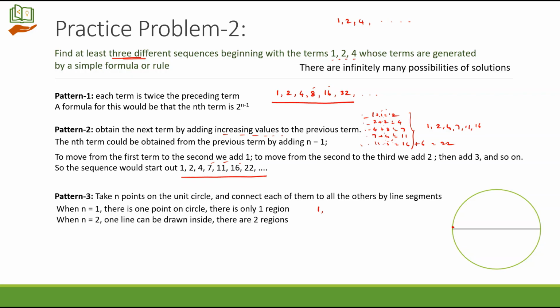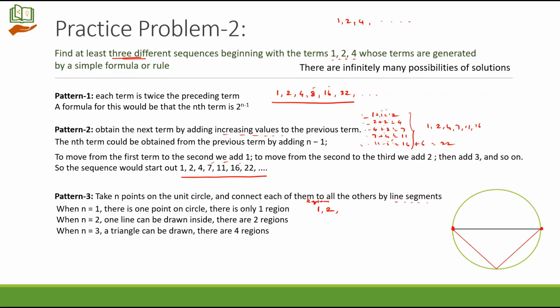When n is equal to 2, we have 2 points. 1 point is here, 1 point is here. When 2 points are there, can we combine them with a line segment? Yes. So draw a line between them. Now how many regions? 2 regions are there. One in the top part and the other in the bottom part. So there are 2 regions. So this count of regions is what we are getting in the sequence. So when n is equal to 2, one line can be drawn making the circle as 2 regions.